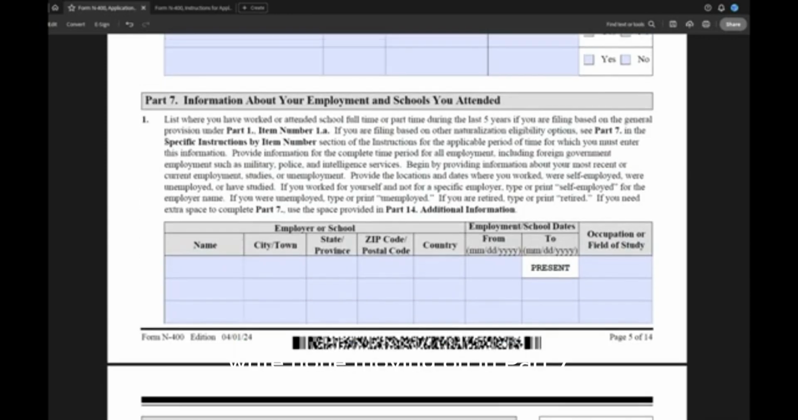Moving on, in part 7, you're being asked to provide employment and education history for the past 5 years if you're filing based on general provision, so 5-year rule, or if you are applying based on marriage to a U.S. citizen, for example, then you only need to provide that history for the past 3 years, just like we did with the address history. And also here you will need to provide periods of employment, studies, and unemployment, starting with the most recent. You should not be leaving any gaps here.